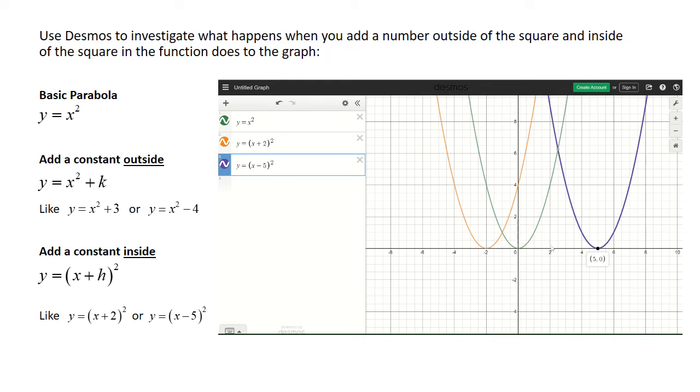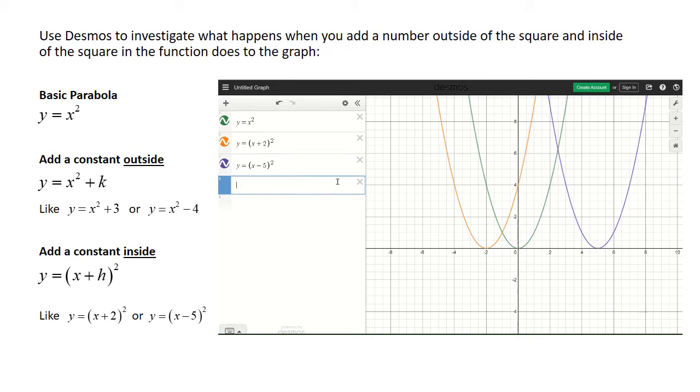So adding something or subtracting something on the inside of the square appears to shift the graph left or right, but it goes the opposite direction of what you would expect from the sign. If it's a plus number or a positive number you're adding on the inside, you go to the left over here. If it is a negative number, you actually go in the positive direction or right.